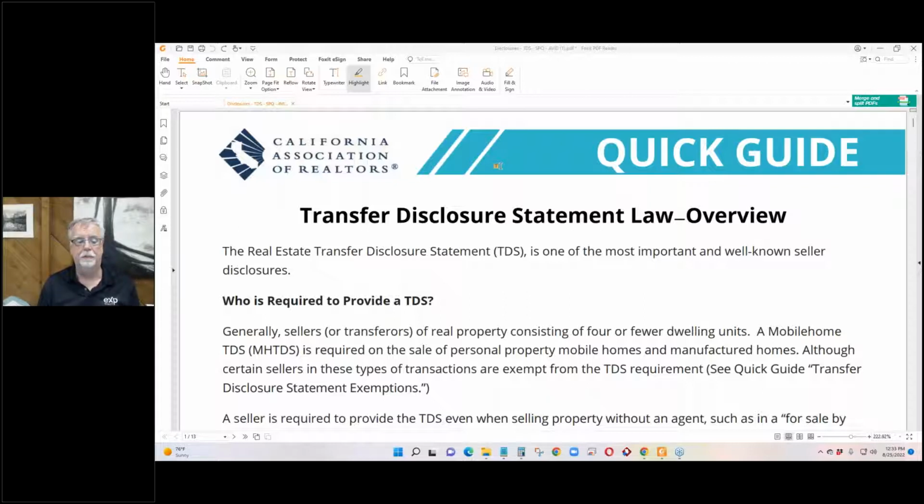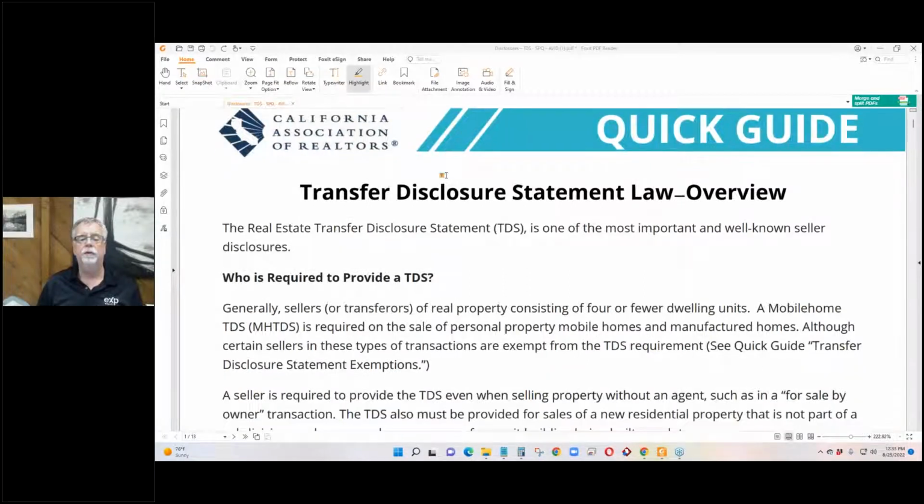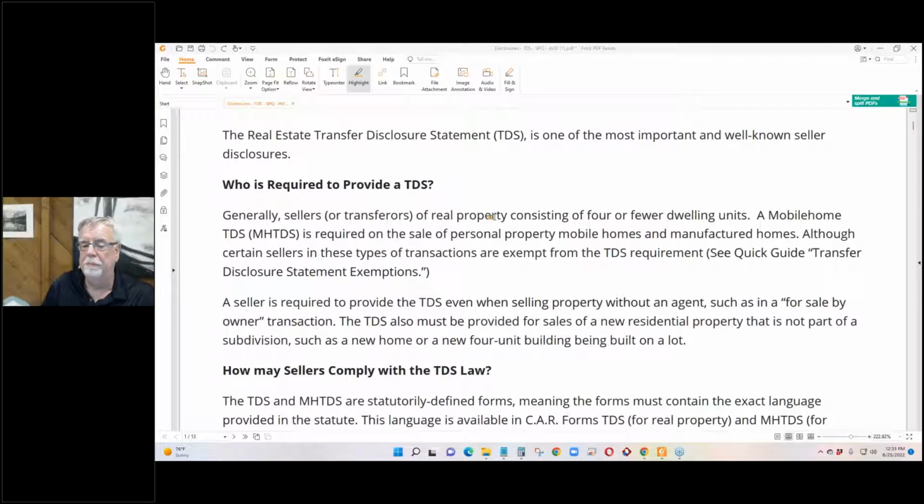Realtors legal department. And generally speaking, when we're talking about who has to provide a transfer disclosure statement, what we're looking at is pretty much most of the sales. How about that? Most of the sales that involve 1 to 4 units residential. So the transfer disclosure statement is not required on land, not required on commercial transactions, 5 or more units, it's not required. There's also some exemptions.